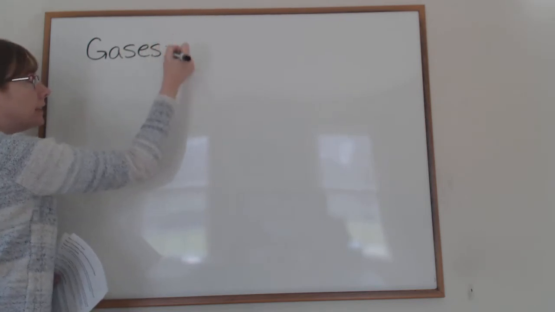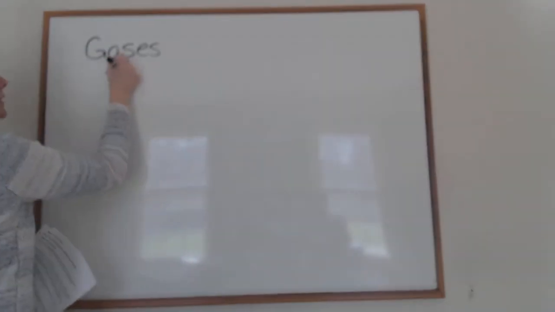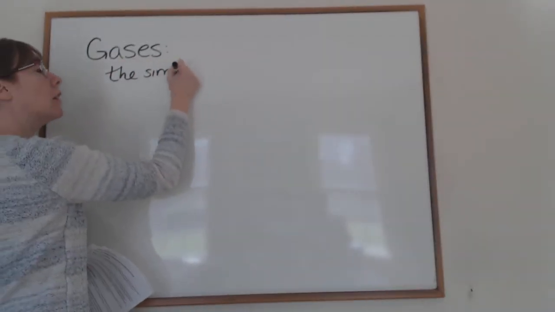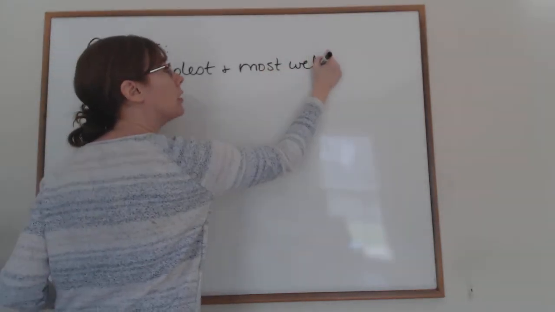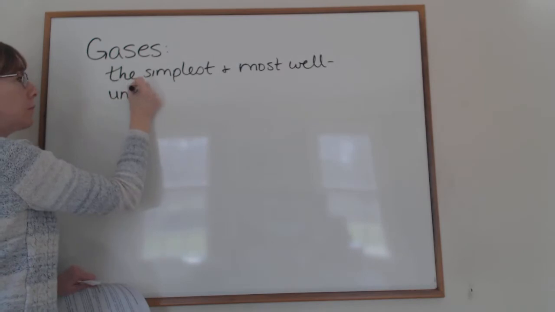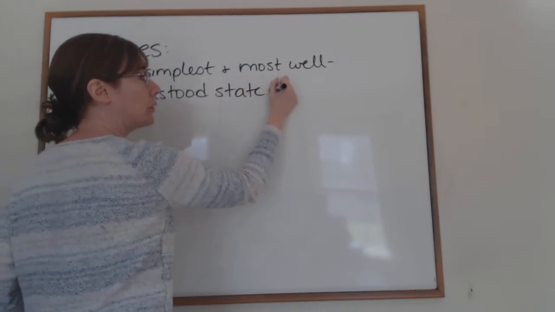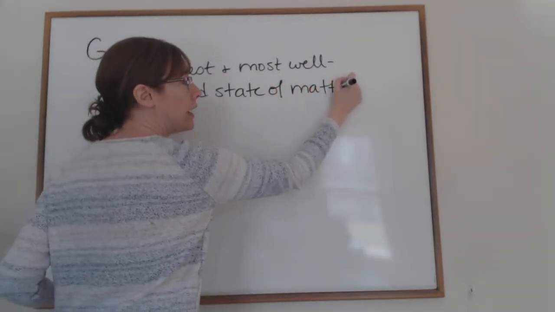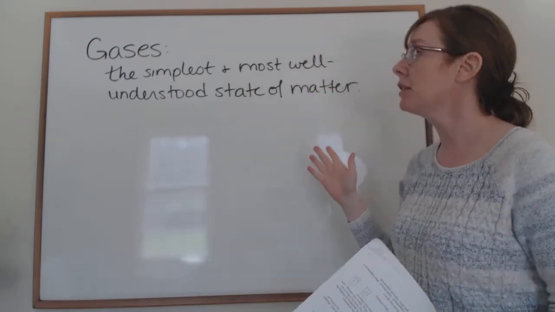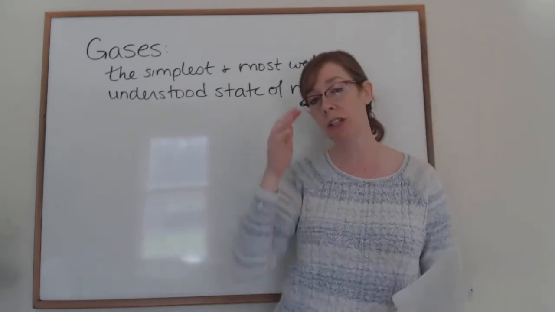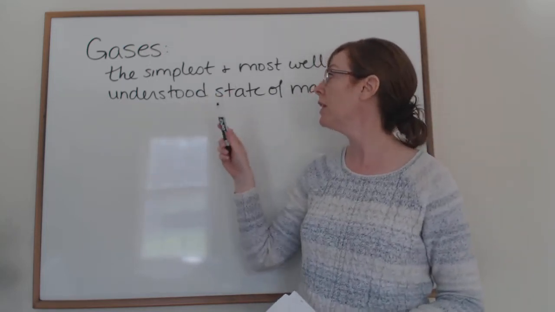So the first thing I'd like to put on the board about gases is that gases are the simplest and most well understood state of matter. So as we know, there are 3 states of matter: solid, liquid, and gas. There's a reason that gases are encountered so early in Chem 101 and chapter 5, because they're the simplest to understand and they're the most well understood state of matter.